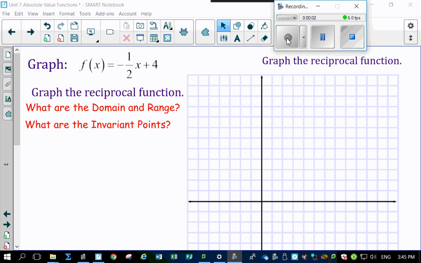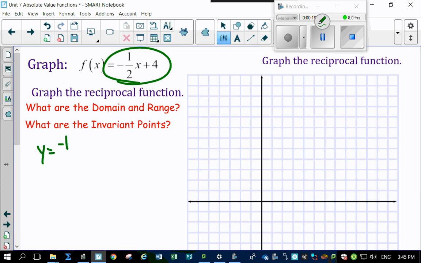So it's time to look at another complicated question. Oh yeah, complicated. Here we go. Nice linear question for you. We're going to do the reciprocal of this. But again, what you have to remember is always graph the original. So if you look at this, this says y equals negative a half x plus 4.